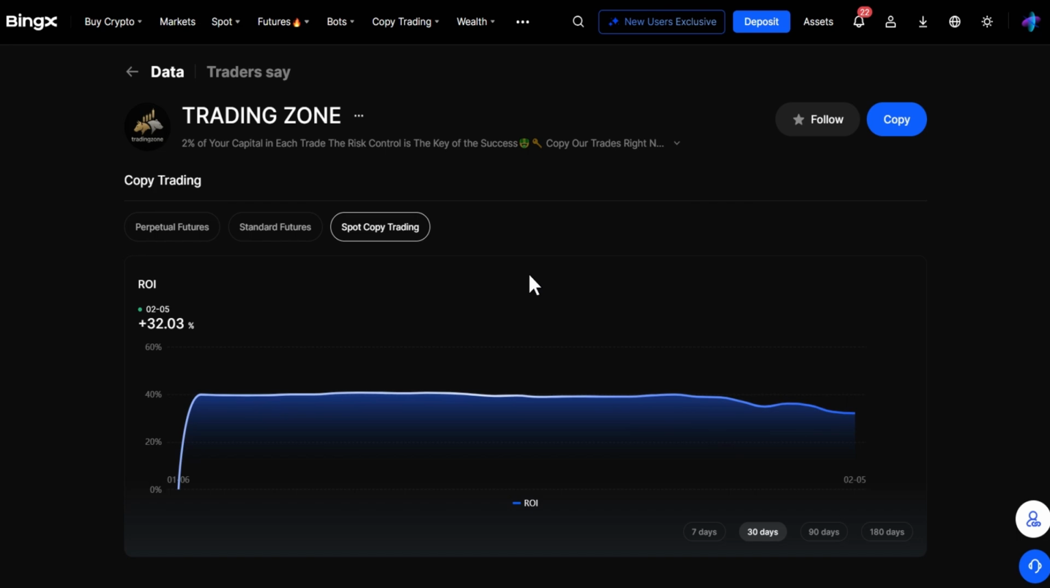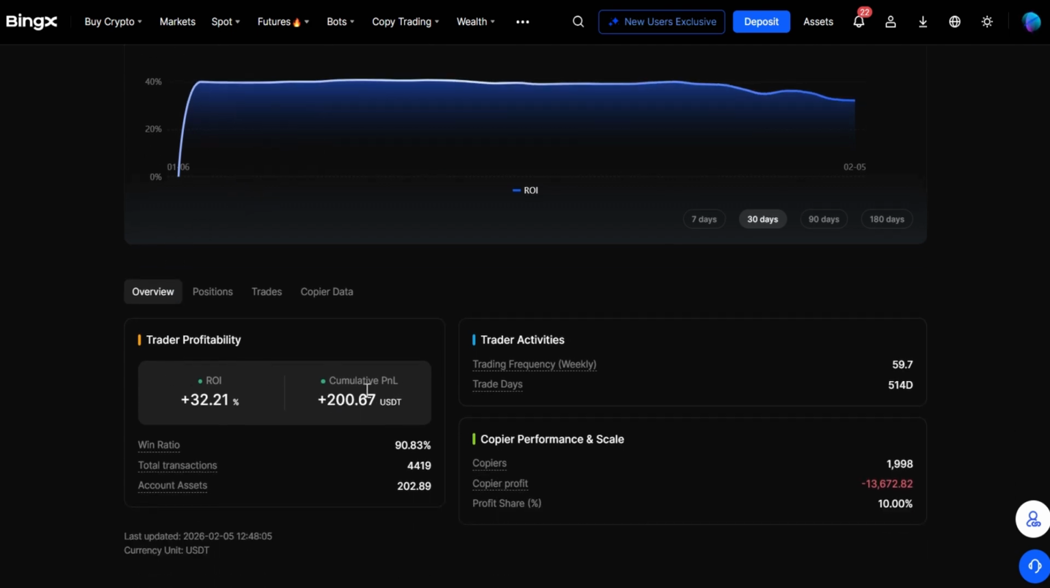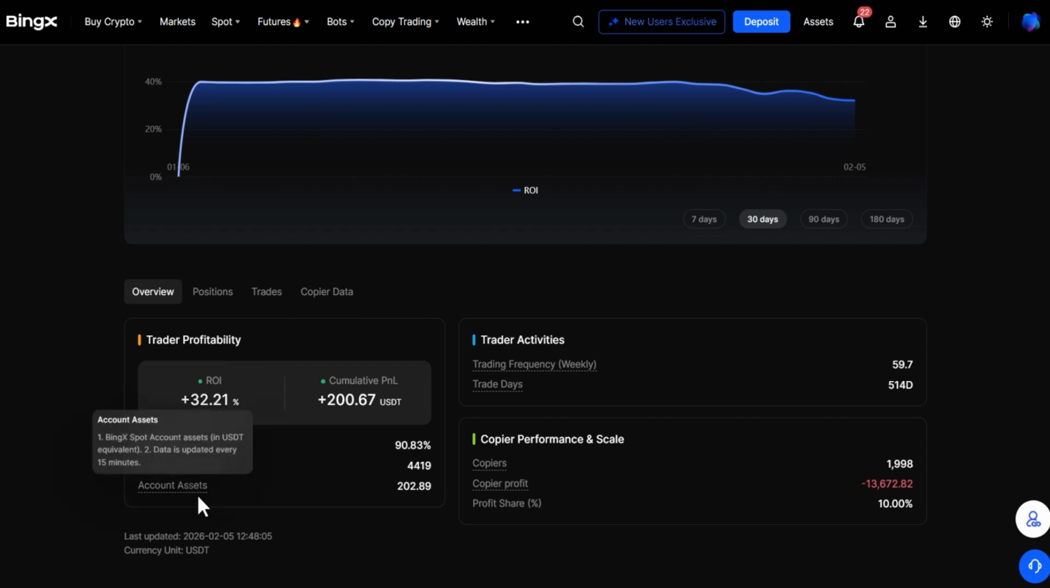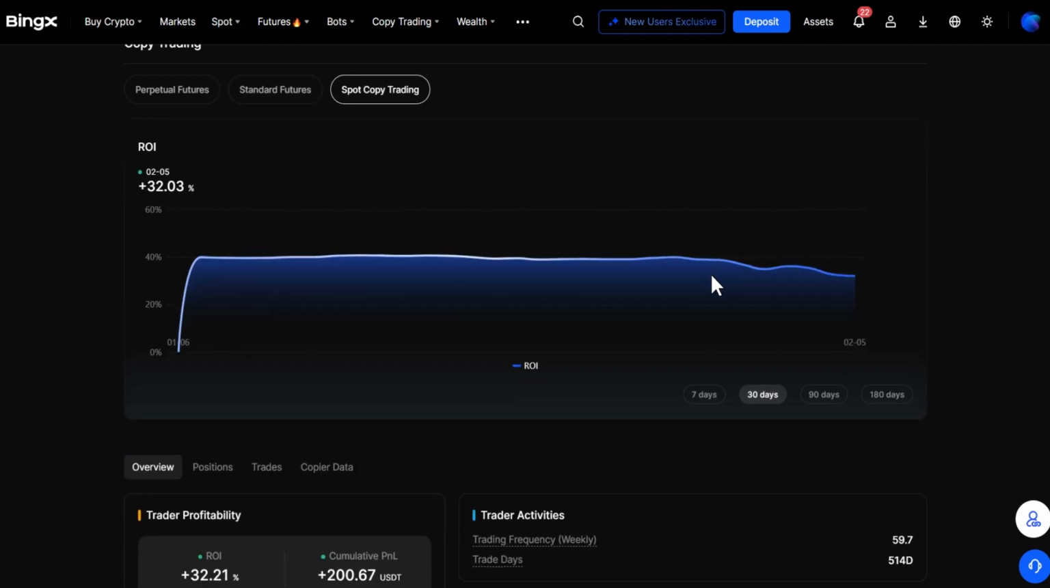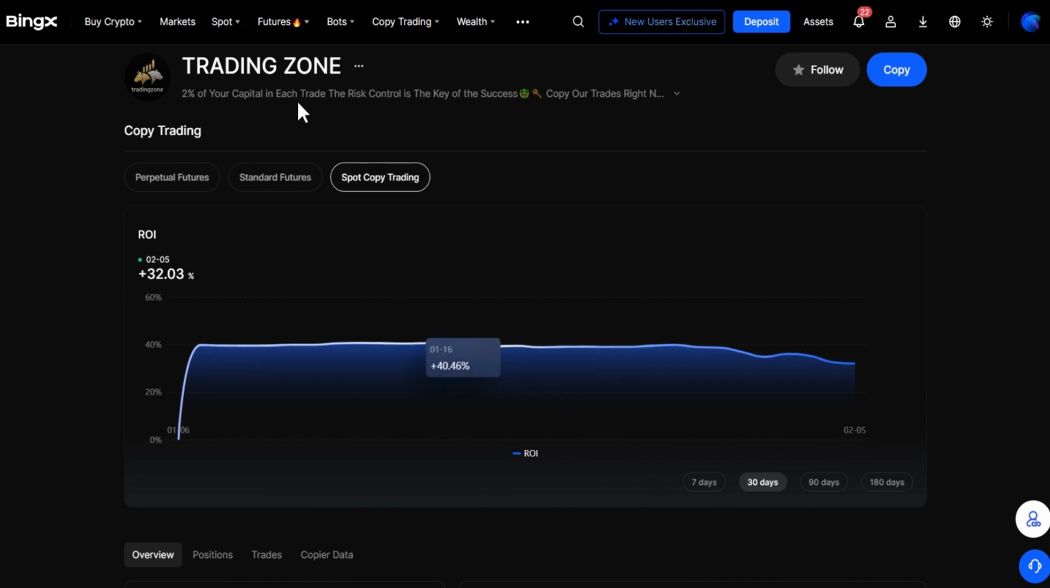Now look, this is almost the same with spot copy trading, but for spot, you'll mainly see ROI, cumulative PNL, win ratio, total transactions, and account assets. You can also see their trading frequency and trade days, which tells you how active they are. Take your time here. Don't just pick the trader with the highest ROI. You want consistency, a good win ratio, positive copier earnings, and a strategy that matches your risk tolerance.